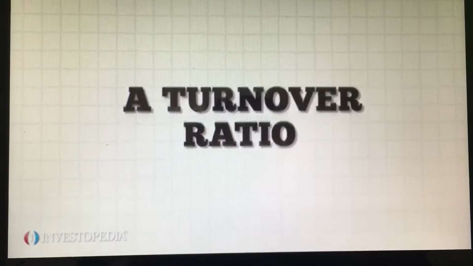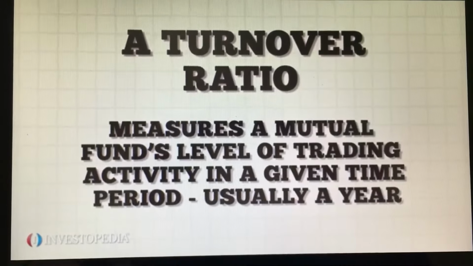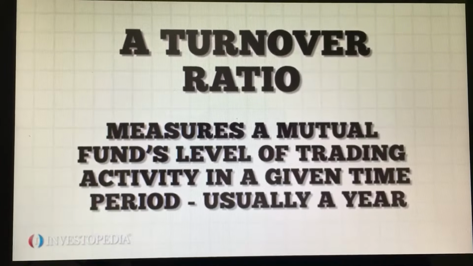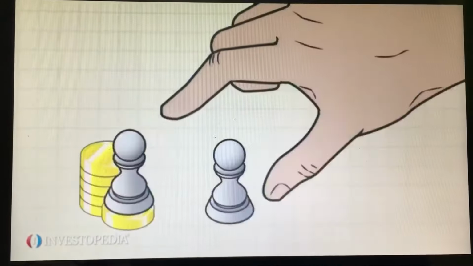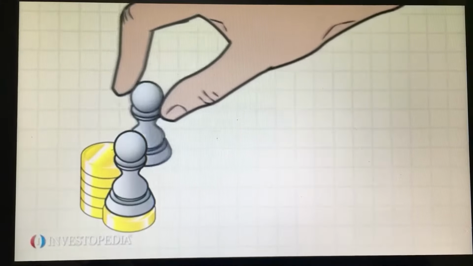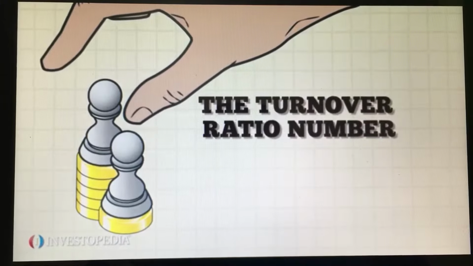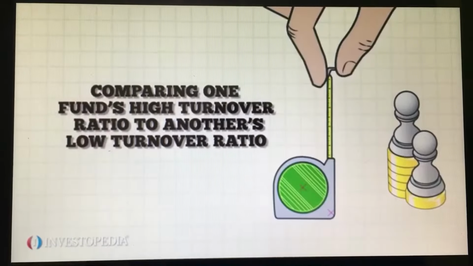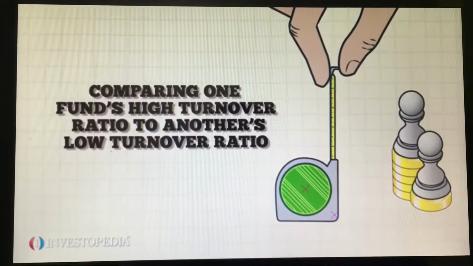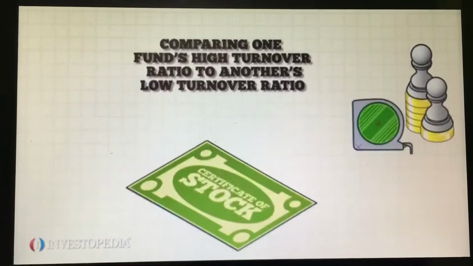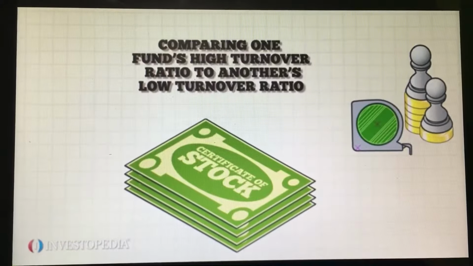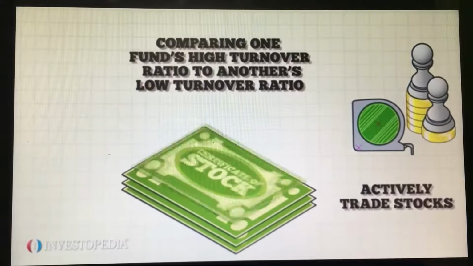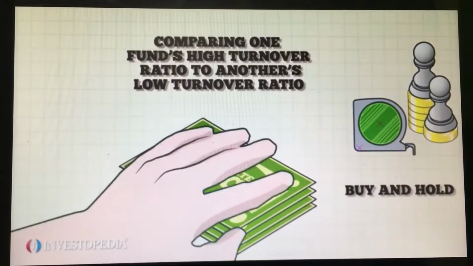A turnover ratio measures a mutual fund's level of trading activity in a given time period, usually a year. Each fund's investment strategy and asset type affects the turnover ratio number, as do overall economic conditions. Thus, comparing one fund's high turnover ratio to another's low turnover ratio may not be appropriate if the first fund's investment objective is to actively trade stocks and the second fund's objective is to buy and hold.